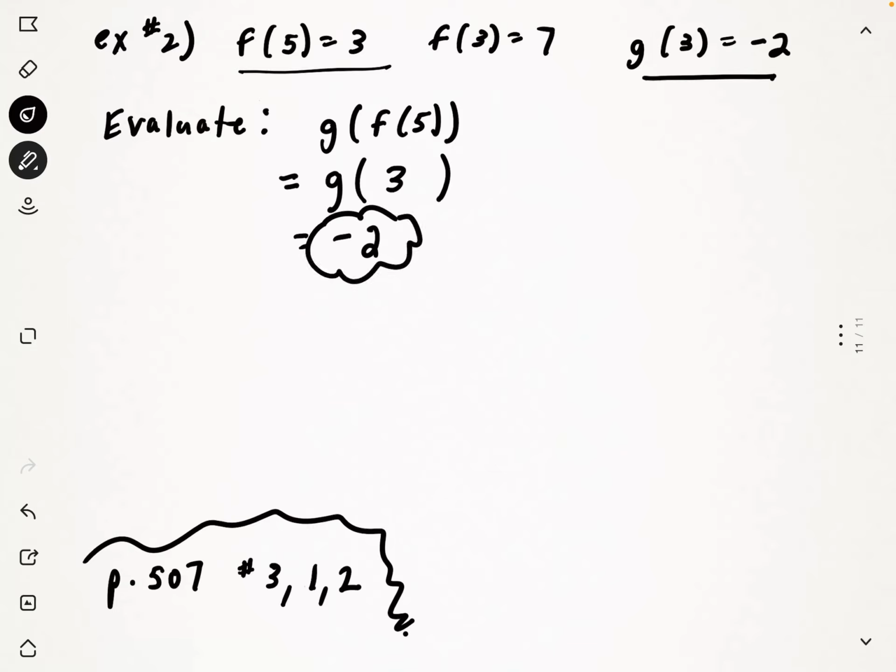So there's a few questions on the bottom there on page 507 that I'll get you guys to work on, which are similar questions. The only one that looks a little different is number 2, and here you have it in graph form instead. So you can evaluate by looking at the x values on the graph and determining the y value. I have that question last. You may want to do 3 and 1 first.